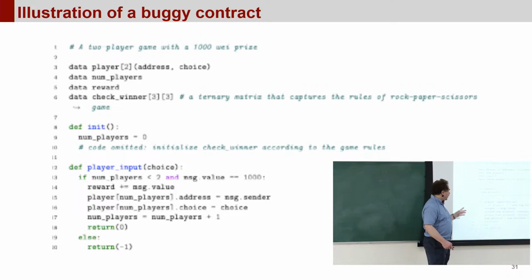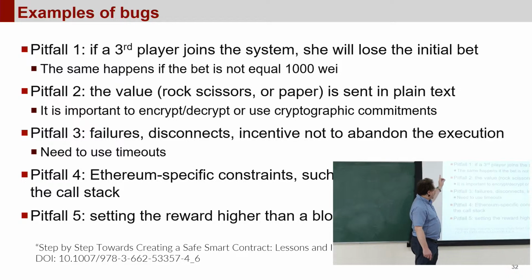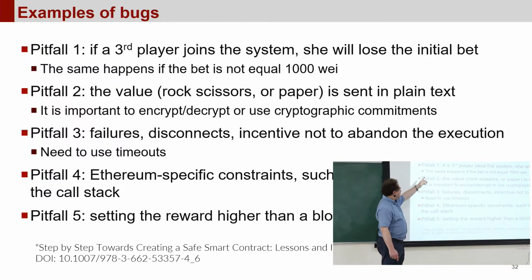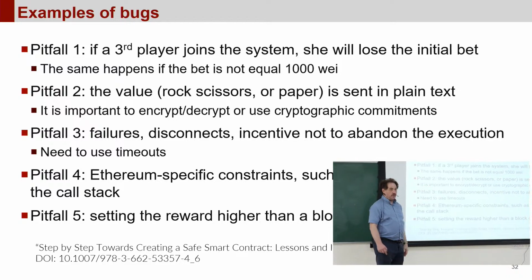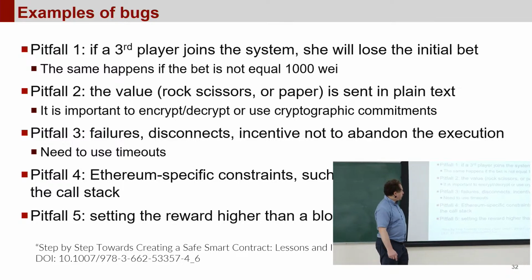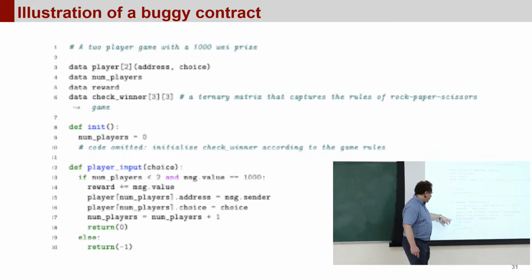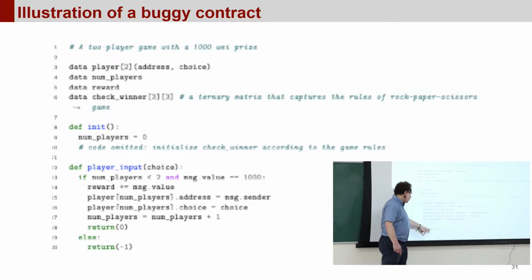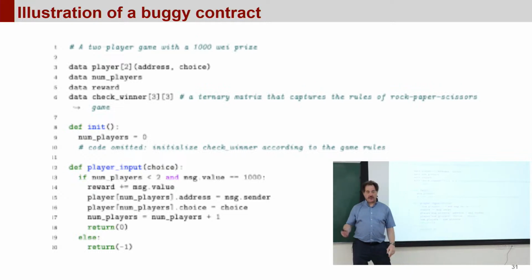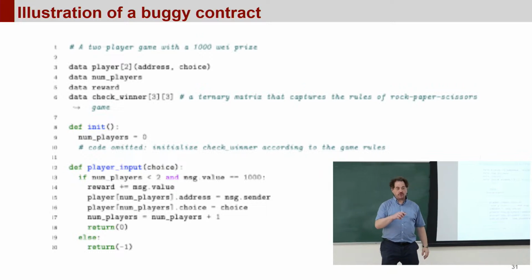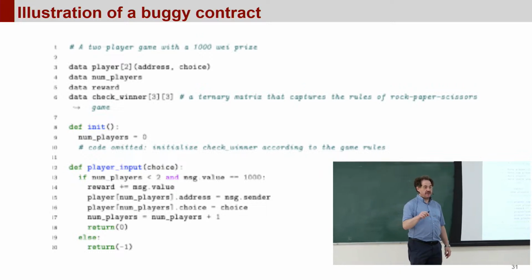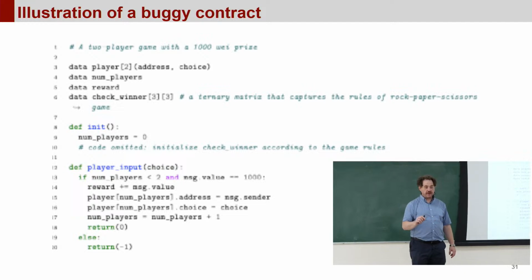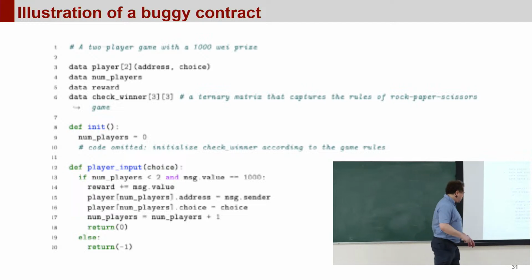So what's the first bug? What happens if a third player joins the system when 2 players have already joined? Here, if the number of players is not smaller than 2, then we just return. Instead, we are supposed to transfer the funds back to the player who could not join. So that's missing here.